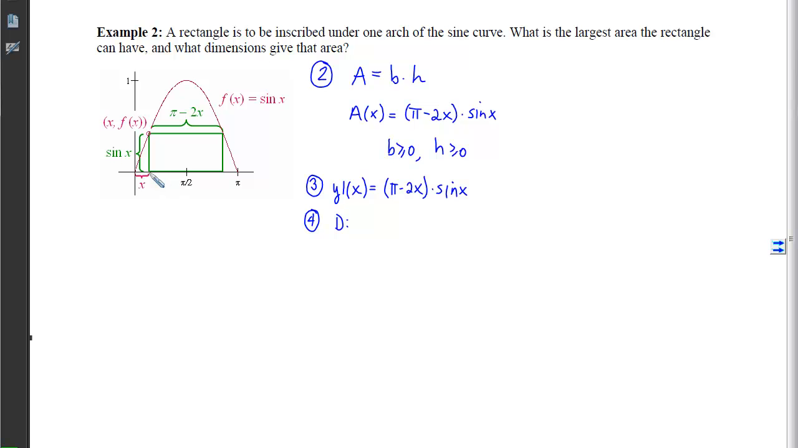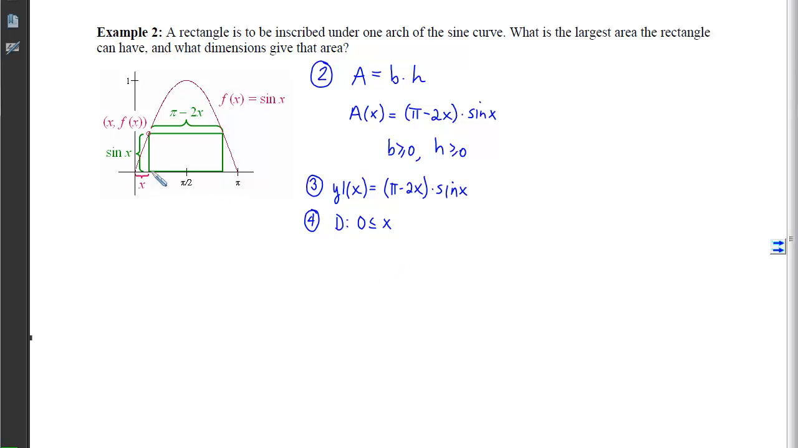We need to think about what the smallest x can be and what the largest x can be. If our x gets really, really small, then the point is moving down toward the x-axis. So the rectangle is going to be getting shorter and shorter. And if x goes all the way to 0, that height turns into 0, so we end up getting no rectangle. That means 0 is the lower limit of our rectangle's x.